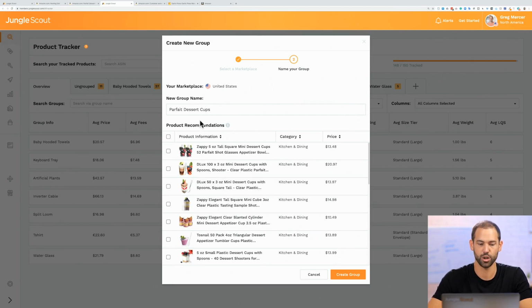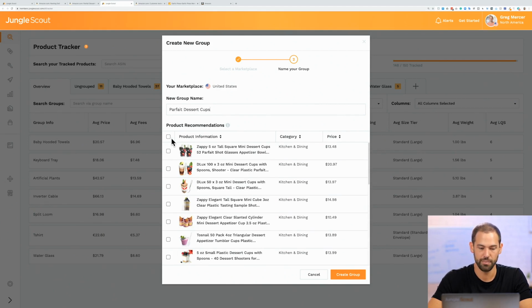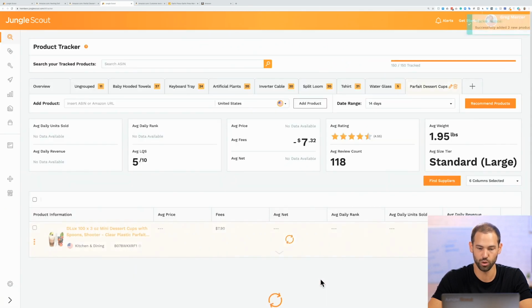So parfait dessert cups. It's recommending some different ones to me. I'll delete a few of those later. I'm going to go ahead and add a few of those to this particular group.